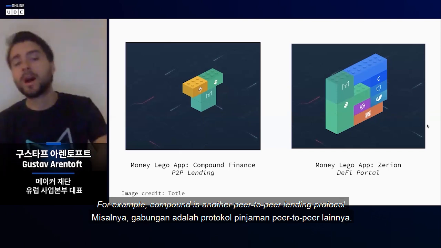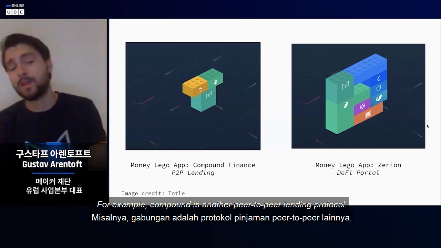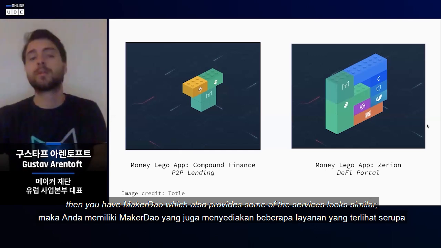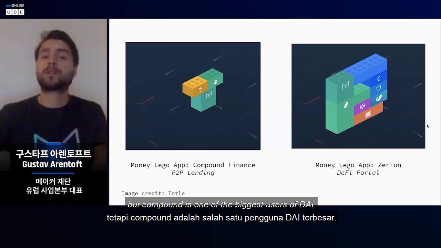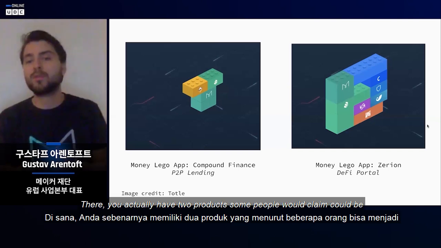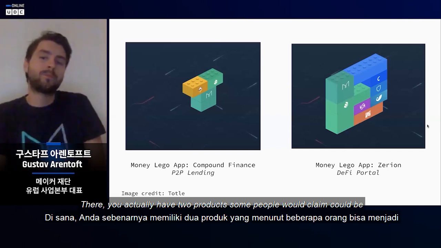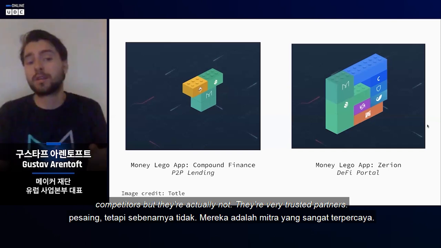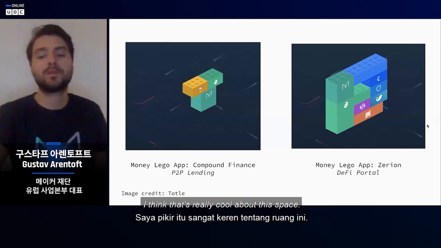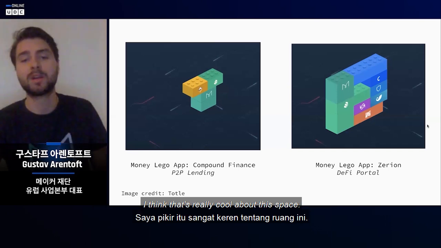For example, Compound is a peer-to-peer lending protocol, and then you have MakerDAO, which also provides some services that look similar. But Compound, for example, is one of the biggest users of DAI. So there you actually have two products that some people would claim could be competitors, but they're actually not. They're very trusted partners. So I think that's really cool about this space.